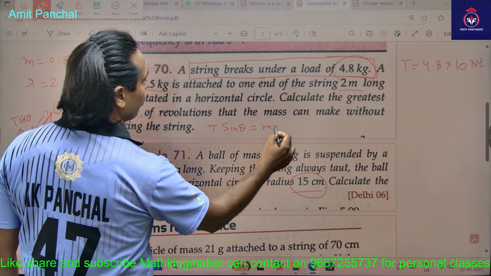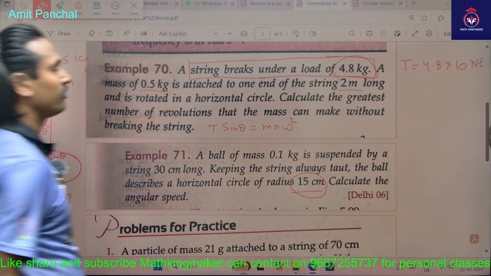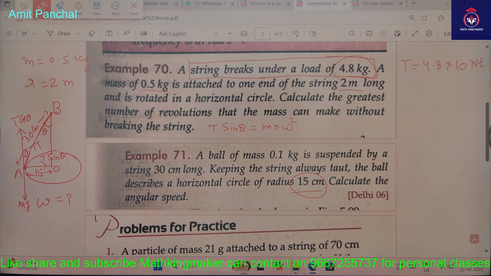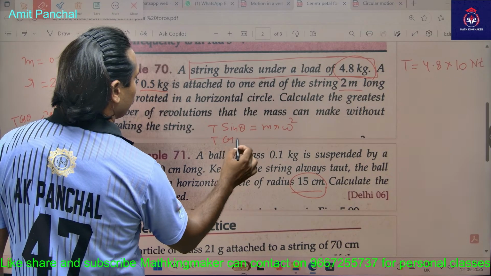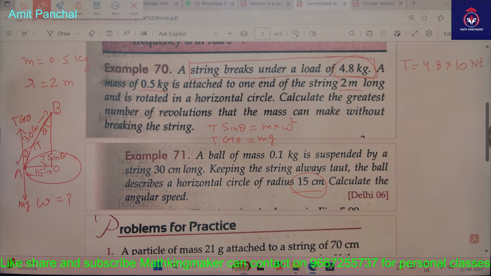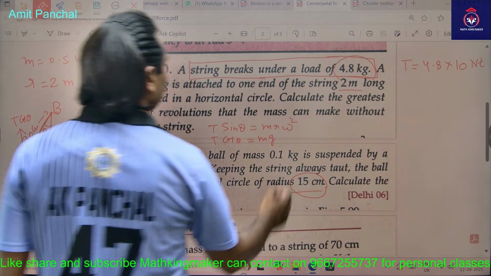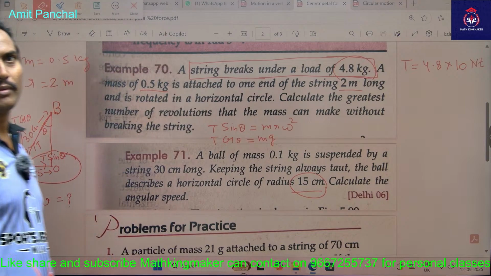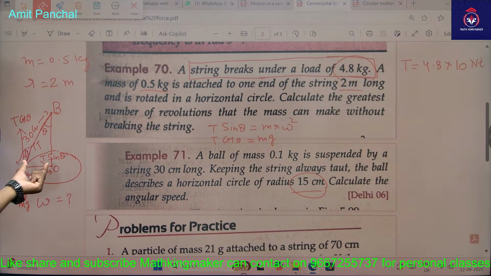So that is mr omega square. T cos theta is balancing mg. Now why is T sin theta equal to mr omega square? It is the centripetal force.